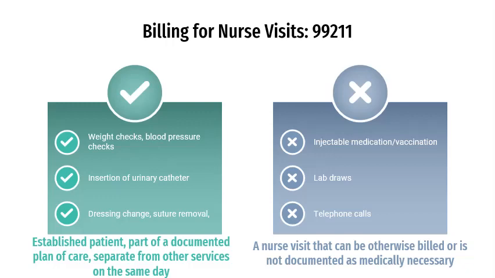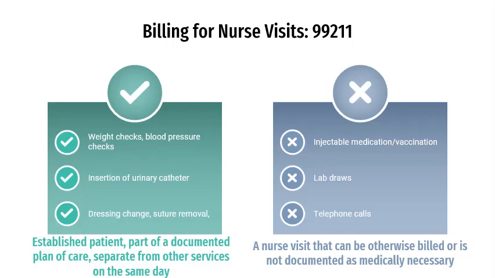So say your patient comes in for a scheduled visit with you and subsequently has an additional blood pressure check, perhaps their blood pressure is elevated. This is not an acceptable 99211. That's just an extension of the care provided in that original visit with you.